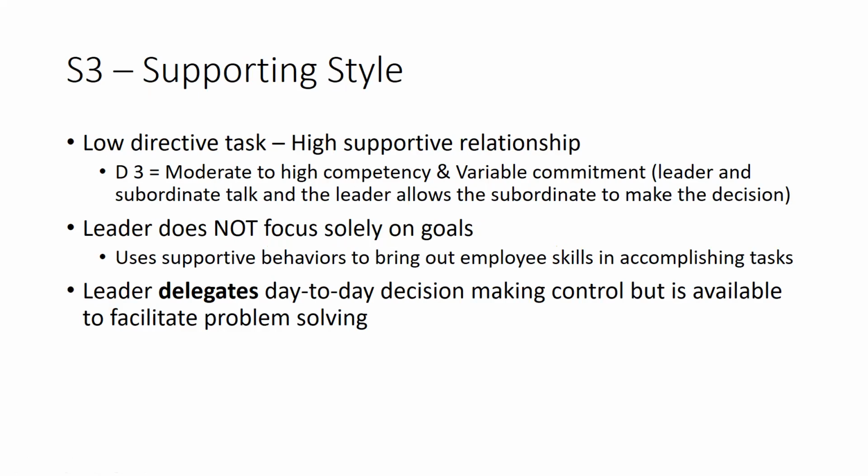Okay. S3 is the supportive style, which correlates with D3. Okay. S3: low directive task, high supportive relationship. All right. Now we're getting into more of the supportive component. Moderate to high competency. The person knows what they're doing. Okay. They may actually know their job better than you know it. All right. They've got a variable commitment. The leader and the subordinate talk, and the leader allows the subordinate to make the decision. Okay. Almost a self-managed team kind of arena, right? Where, yeah, you know what you're doing.